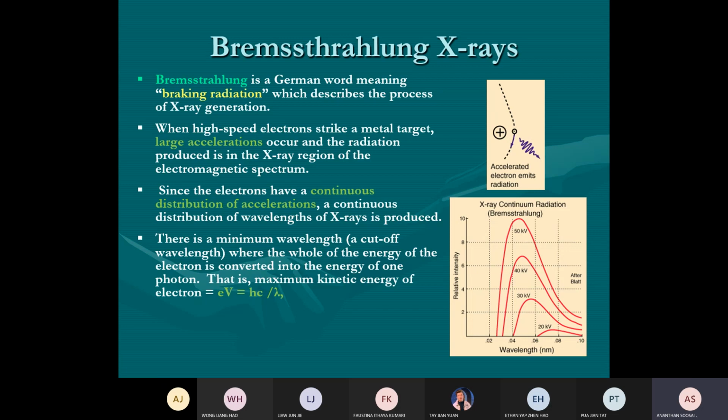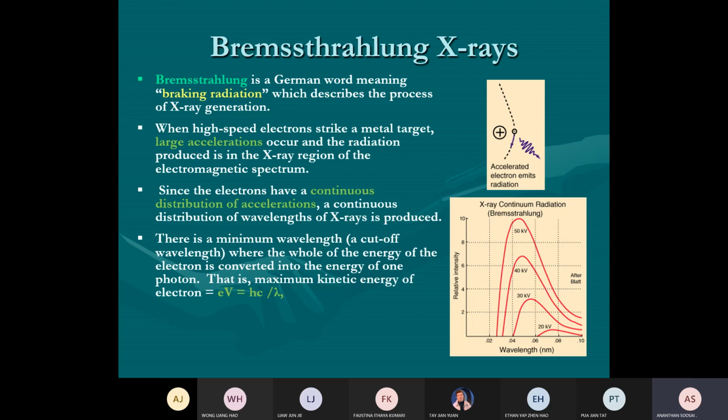Since a high-speed electron strikes a metal target, a large acceleration occurs, and the radiation produced is in the X-ray region. The electron has a continuous distribution of acceleration. When the electron gets into the metal, every atom is like a planet and the electron is like a small spaceship going in. It collides with a few atoms and finally stops. Let's say it makes 5 collisions before it stops. That means it has 5 different accelerations, and every acceleration gives out X-ray.